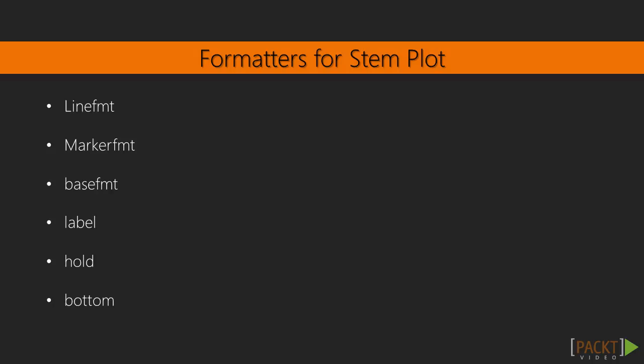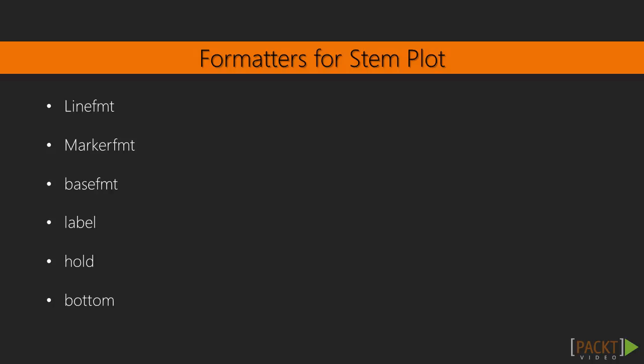What we want to configure with stemplot is several formatters. Line FMT. This is the line formatter for stemline. Marker FMT. The marker at the end of the line is formatted using this argument. Base FMT. This formats the look of the baseline. Label. This defines the label for the legend for stemplot.